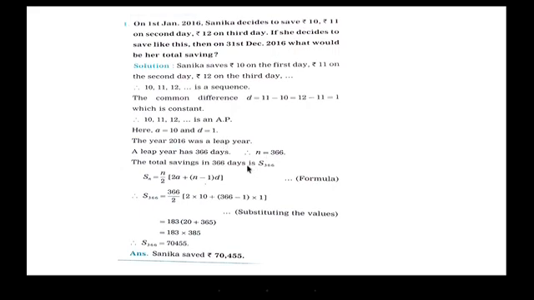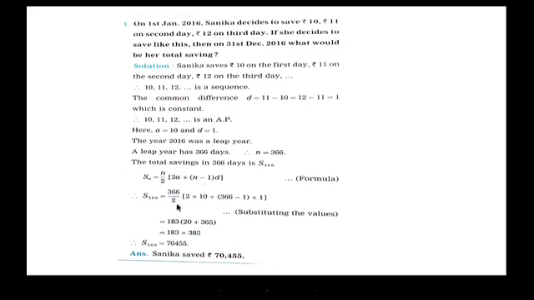So we have to find the total savings in 366 days. That is, we have to find S366. Now we have the formula for Sn. Sn is equal to n upon 2 in the bracket 2a plus n minus 1 into d, where our n is 366, a, the first term, is 10 and d, the common difference, is 1. So S366 will be 366 divided by 2 in the bracket 2 into 10 plus 366 minus 1 into 1.